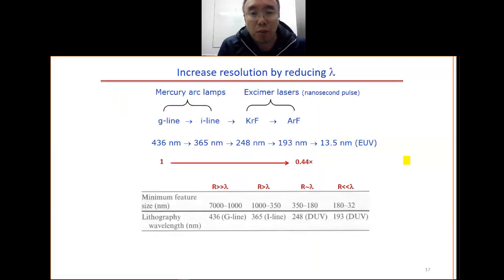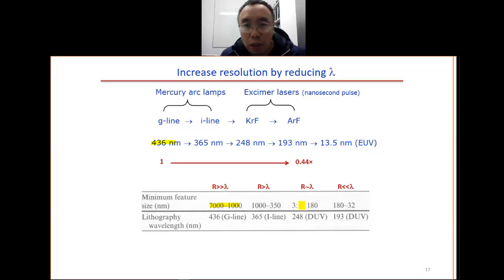So now let's look at the wavelength. Obviously, the shorter the wavelength, the higher the resolution. Historically, the industry first used the 433 nanometer wavelength, used to make a minimum feature size of 7 to 1 micrometer. Then it went to 365 nanometer, the I line. Those two are mercury arc lamps, the G line and I line. This one is used to make IC chips with 1 micrometer to 350 nanometer feature size.